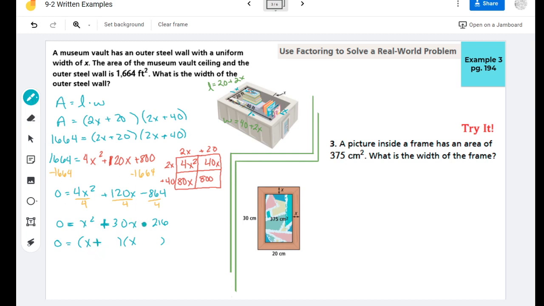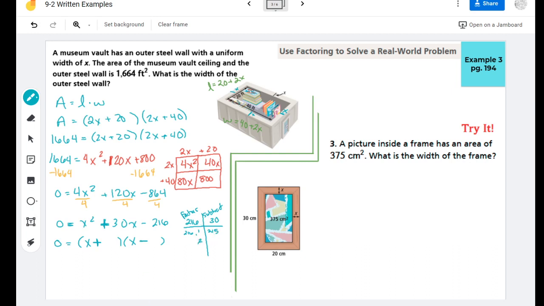Alright, now this second sign says that I have to have opposite signs down here, so this is also going to be a minus. Alright, so now I need to find the factors of 216 that subtract to make 30. I don't know what that is, so I'm just going to very systematically go through it. So I know 216 and 1, which is 215, which is not what I'm looking for.